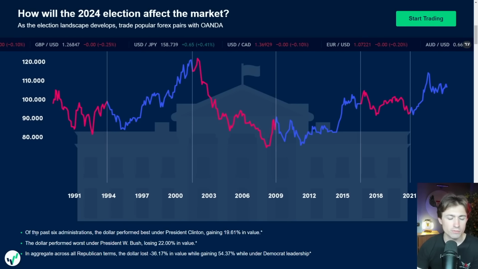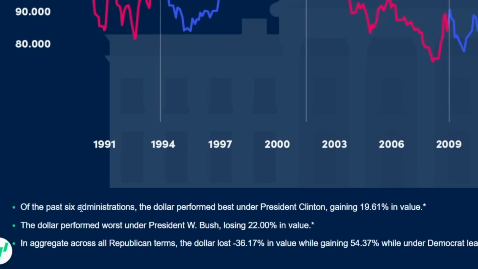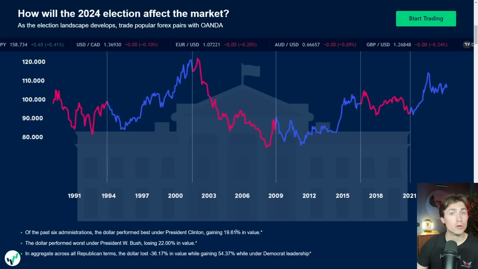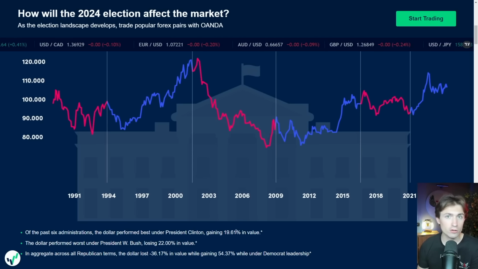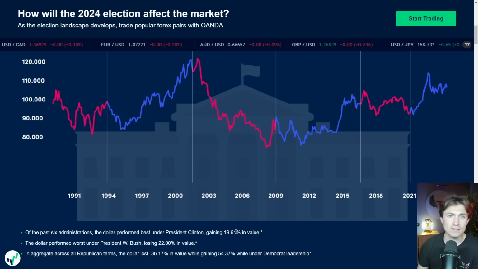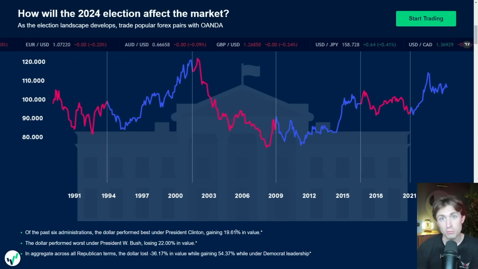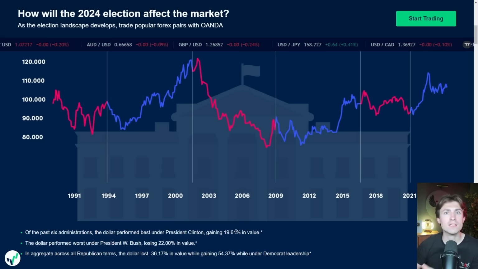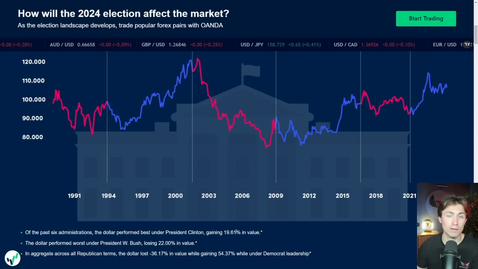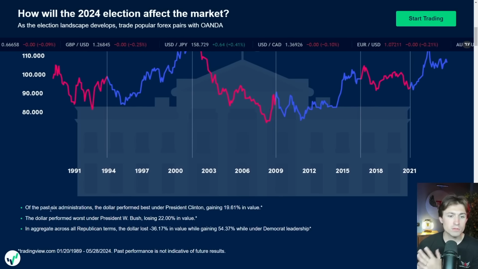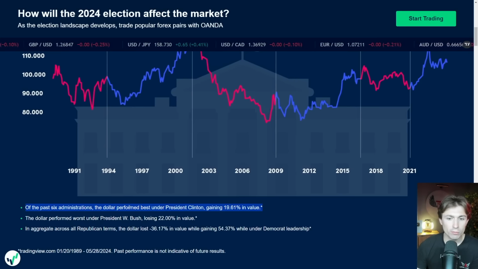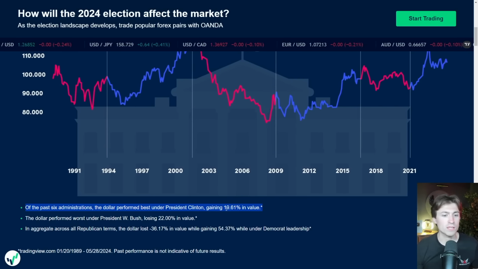Some of those conclusions from this study were that over the past 6 administrations, the dollar performed best under President Clinton, gaining 19.61% in value during that time. Now, if you're a currency trader, or even if you trade non-currency markets like gold or indices or stocks or options, this can still be valuable insight because, as you likely know, a strong or weak dollar has a lot of potential energy on the overall financial market. It impacts nearly everything else in the market, what the dollar is doing. So again, during the past 6 administrations, the dollar performed best under President Clinton, gaining 19.61% in value.